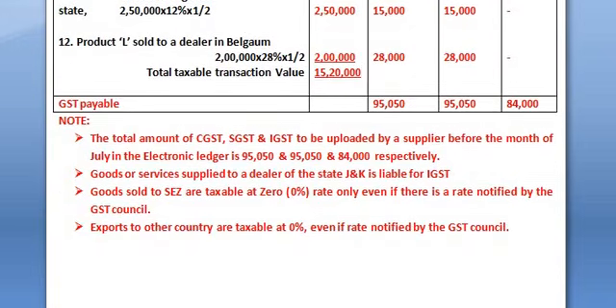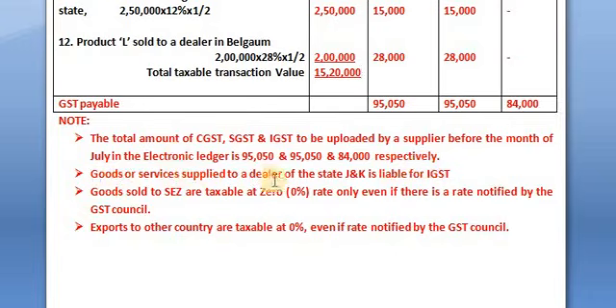Even you have to write the note like this. Writing notes, it's not that you have to write the way I write. Whatever the problem, whether it is 6 marks or 14 marks, I think in the previous class also I told you all very clearly. Wherever you have ignored, wherever you have not considered, wherever you have left out exempted, just leave a point there. And the total amount of CGST, SGST and IGST to be uploaded by a supplier before the month of July in the electronic ledger is whatever we calculate, respectively.